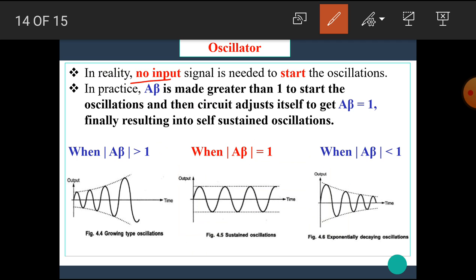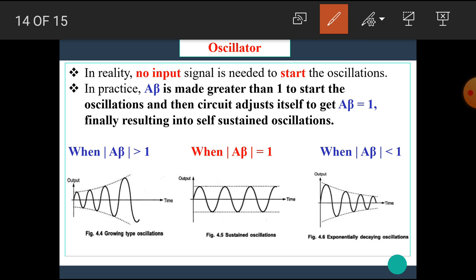In reality, no input signal is needed to start the oscillations. In practice, A into beta is made greater than 1 to start the oscillations, and then the circuit adjusts itself to get A into beta equal to 1, finally resulting in self-sustained oscillation. That means practically no input signal is required to start the oscillations. First we make the product A into beta greater than 1, and then the oscillation starts. After oscillation starts, A into beta adjusts itself to unity.